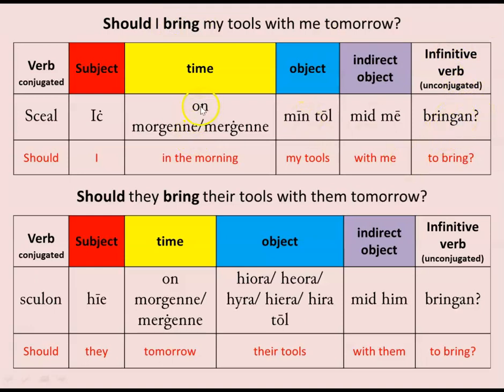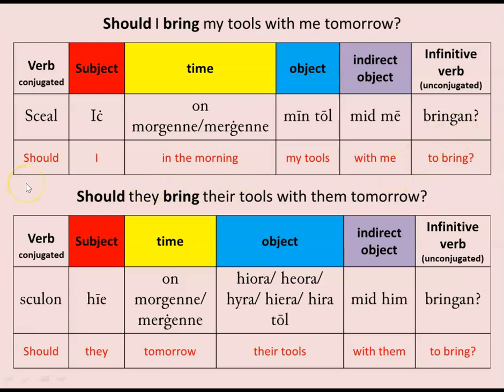Okay, now on is a preposition. So here we've taken from morning, it's a location, it's in the morning, and so you use the dative. Morgene or merjene, okay, 2 different spellings, same meaning, but pronounced differently, but both are dative. On takes a dative preposition, in the morning. My tools, min tol, and with me, mid May, so shall ich on merjene min tol mid May beringen.